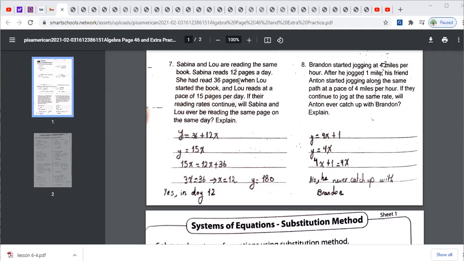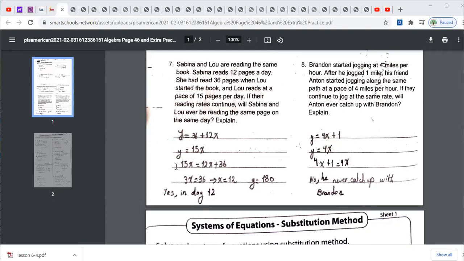So to determine the two equations, the first will be y equals 36 plus 12x, and the second y equals 15x, right? Then we can use any method. You can use the substitution method because y equals 36 plus 12x or y equals 15x. Then we can replace the value of y and make an equation with only one variable.